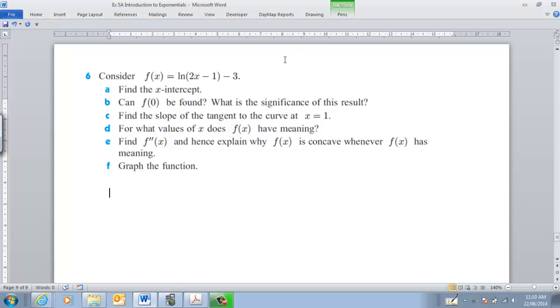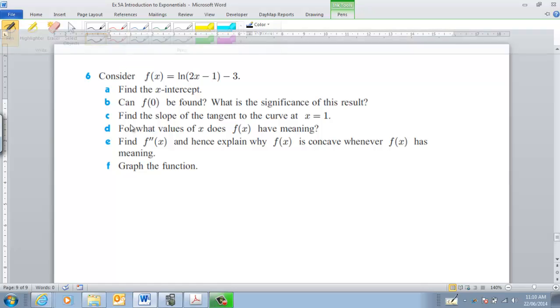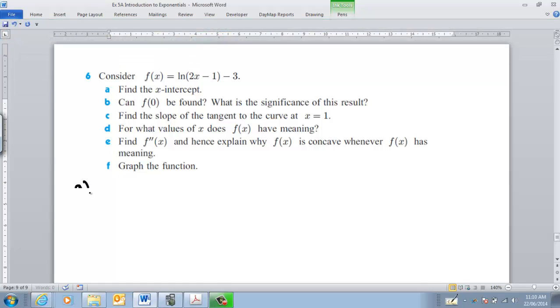Right, so part A. We've got to find the X-intercept. So in other words, what we're saying is f of x equals 0. That's the case, so therefore that's equal to ln of 2x take 1 take 3. So therefore we can write that as 3 is equal to ln of 2x take 1.